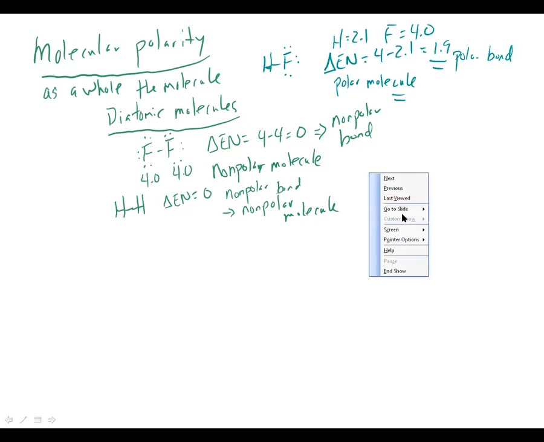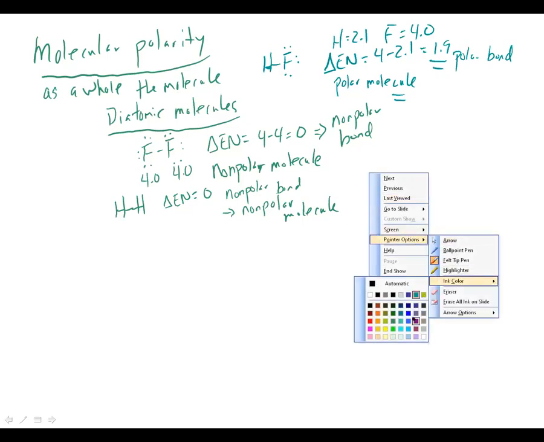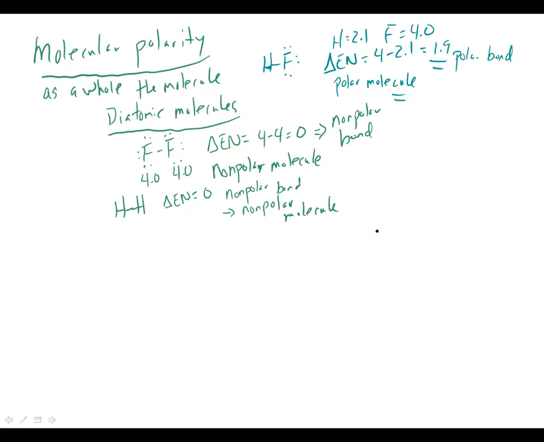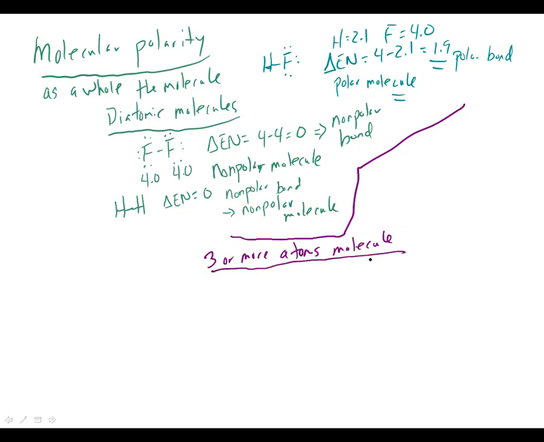Now, if everything was a diatomic, that would be great. It would be super easy to figure out whether something is polar or nonpolar in terms of molecular polarity. But when we get to three or more atoms in a molecule, we essentially have to look at a couple of things to help us determine whether or not this molecule is going to be polar or nonpolar.